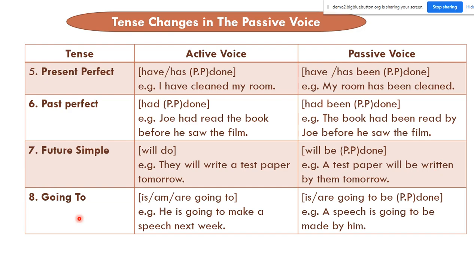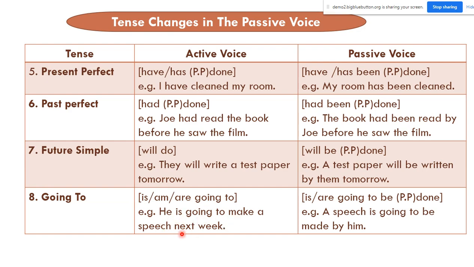Going to also expresses something that will happen in the future, and the difference from will is that you are sure about it. With going to, you plan to do this, and you are sure that you are going to do it. The form of the verb is the verb to be, is or are, followed by going to, and after to the verb should be in the basic form.